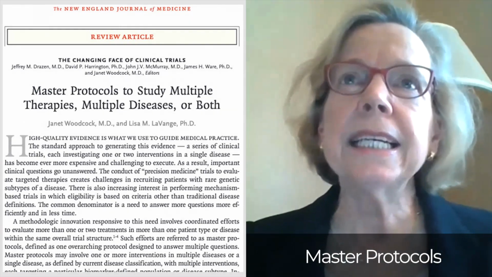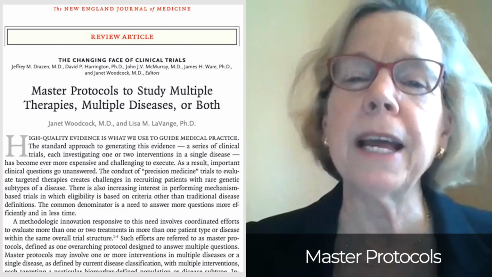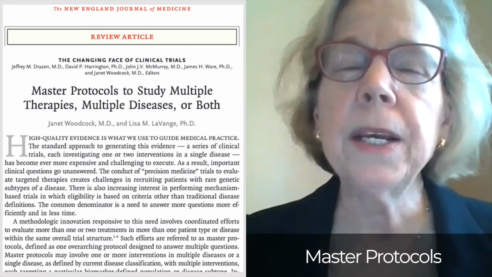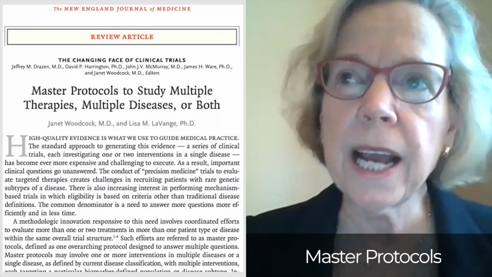The idea is that patients would come into a master protocol and have a common screening platform. There would be multiple therapies being tested in the protocol. The eligibility match would be discovered just through this one common screening.